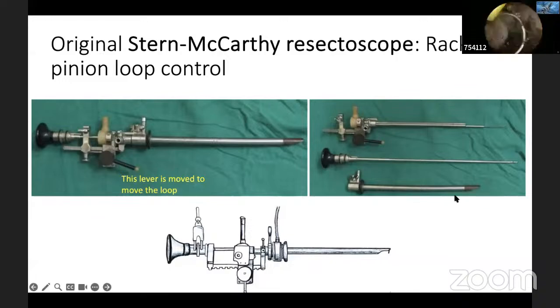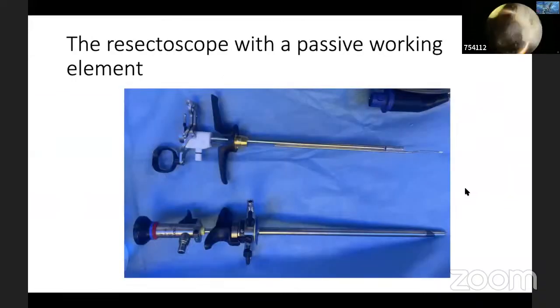And you can see the original instrument had a very large, very long beak. Nowadays, the beaks are much smaller because when you have a very long beak, small prostates are very difficult to resect. And this is a passive working element. You can see the example. You can see that the loop, once we assemble it, is going to stay inside the sheath.